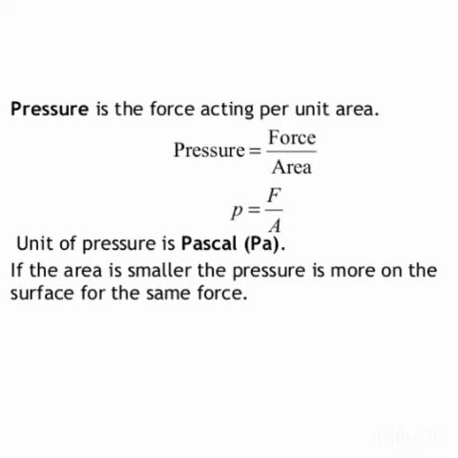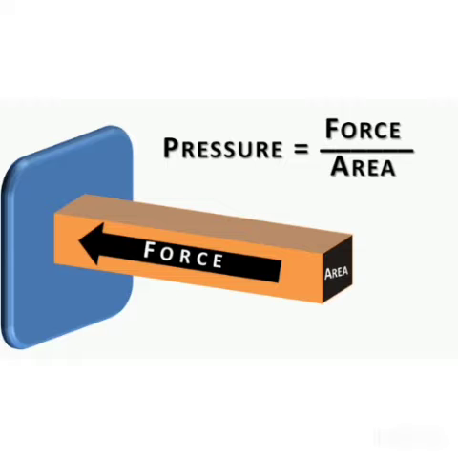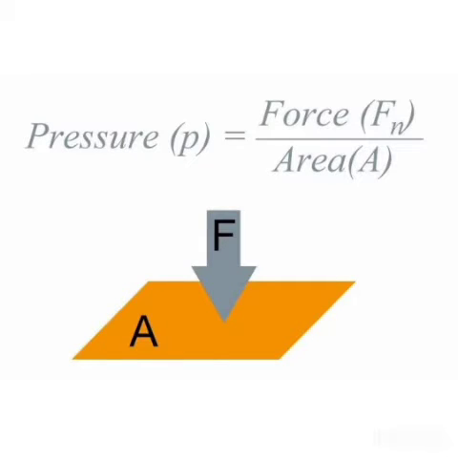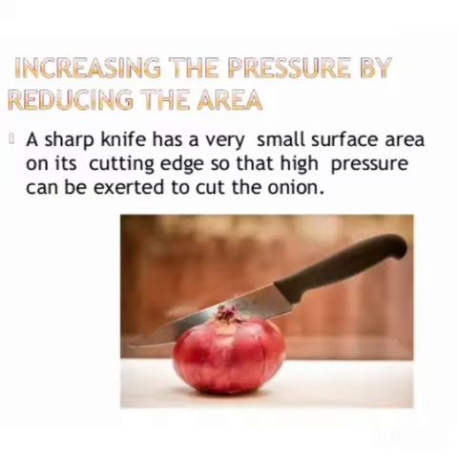The force applied per unit area is known as pressure. According to the definition, P is equal to F upon A. This shows pressure and area have an inverse relationship. For example, cutting and piercing tools are made sharp to give easy and quick results.